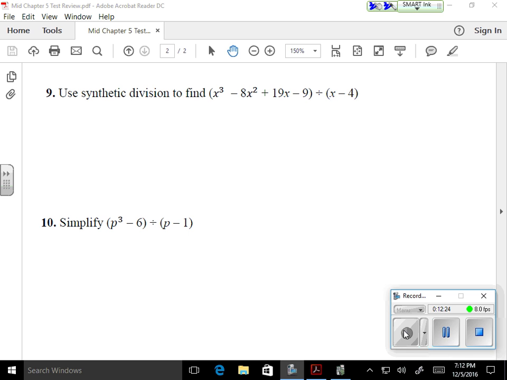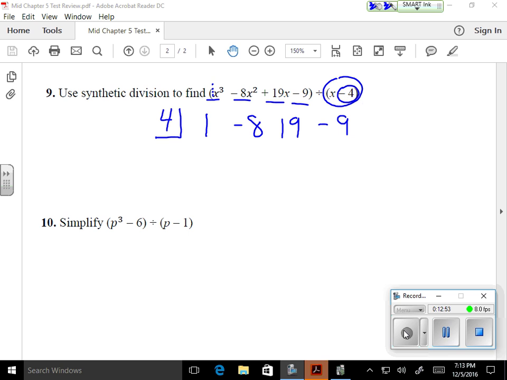Synthetic division can do the same thing. It's a little less messy. With synthetic division, we would want to write the opposite sign of the constant on the thing I'm dividing by, so it'll be a positive 4. And then I'll need to write the coefficients on the decreasing degree of my terms, so it'll be a 1, negative 8, 19, negative 9. Draw my line. Under this last number is going to be my remainder.